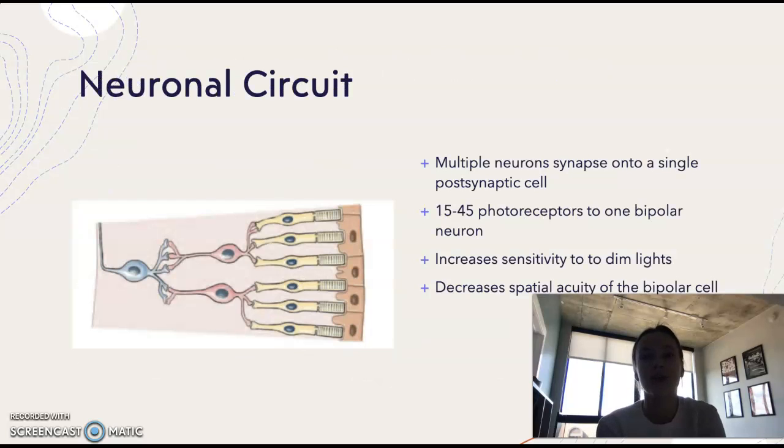I think it's also important to touch on the neuronal circuit of the retina. Signal processing in the retina is a great example of convergence, in which multiple neurons synapse onto a single postsynaptic cell. Depending on the location in the retina, as many as 15 to 45 photoreceptors may converge onto one bipolar neuron. This increases the sensitivity to dim lights, but decreases the spatial acuity of the peripheral bipolar cell.